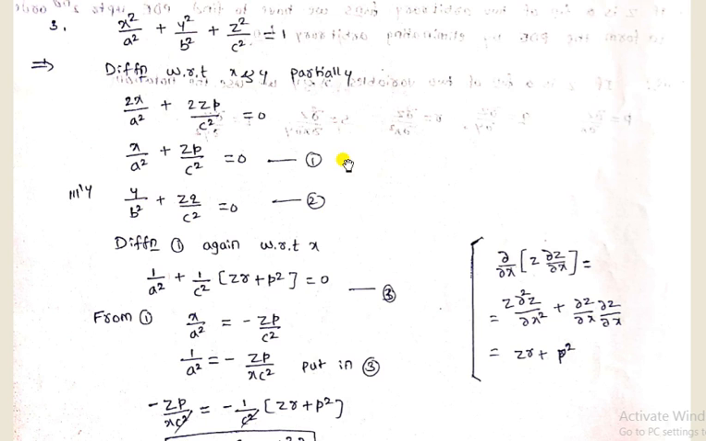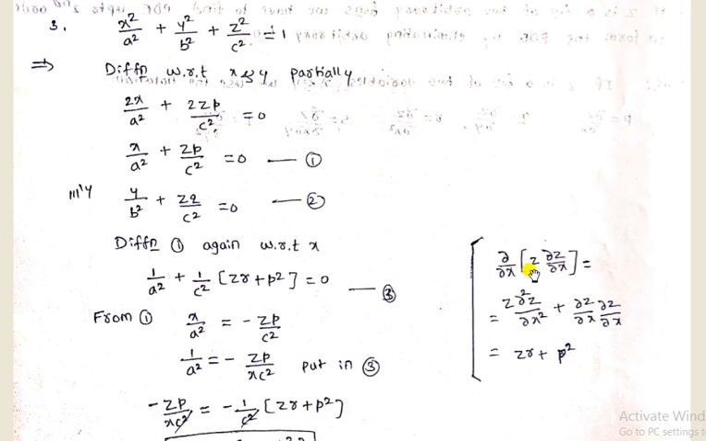See equation number 2. So if you observe 1 and 2, after differentiating with x and y they still contain arbitrary constants a, b and c. So that's why we'll differentiate equation number 1 again with respect to x here. So second time differentiation of equation 1 with respect to x is 1 by a square plus 1 by c square. So we know that differentiation of zp with respect to x is, so with respect to x, dou by dou x of z into, so p is written as dou z by dou x.